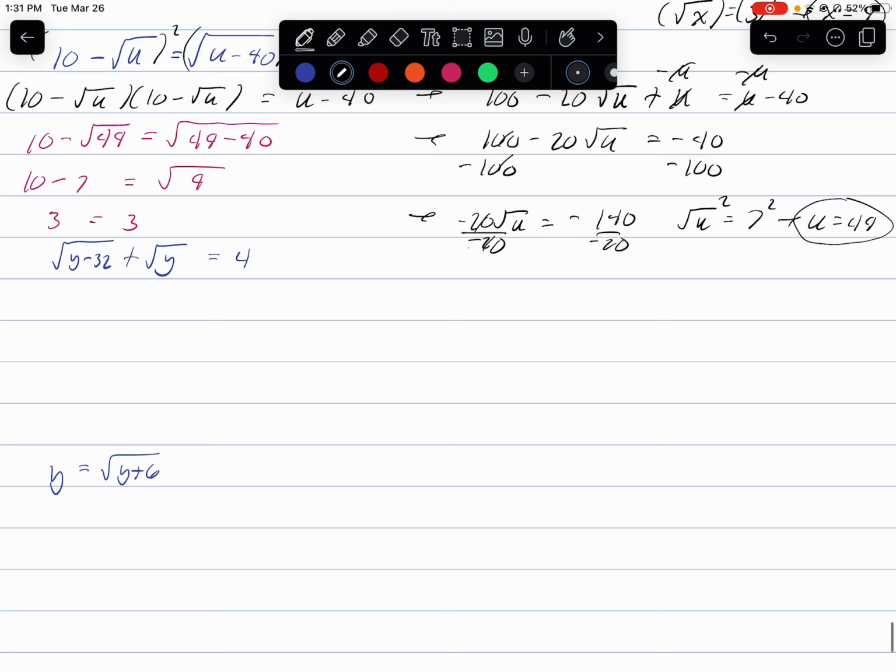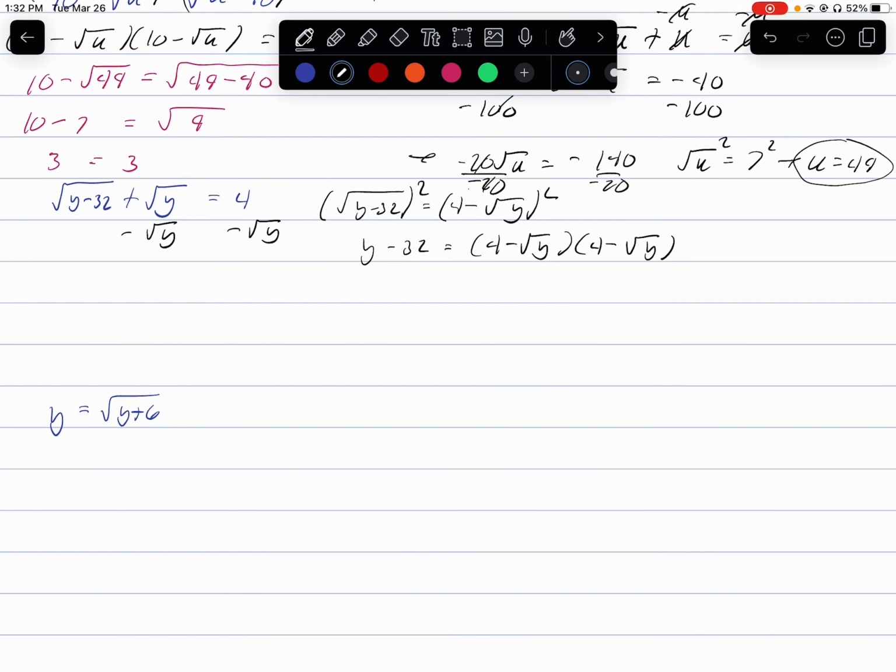So let's go ahead and move the square root of y to the other side. So minus the square root of y on both sides, and that's going to give us the square root of y minus 32 equals 4 minus the square root of y. So now if we square both sides, we will get y minus 32 equals 4 minus the square root of y times 4 minus the square root of y.